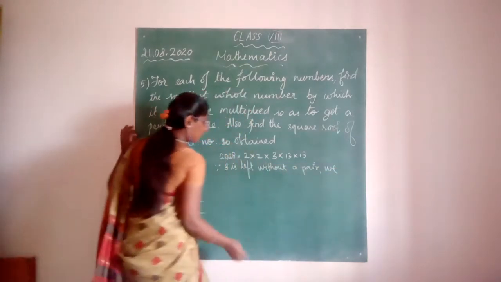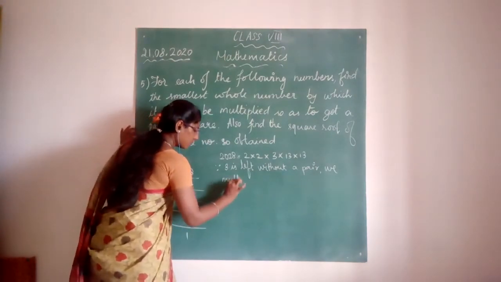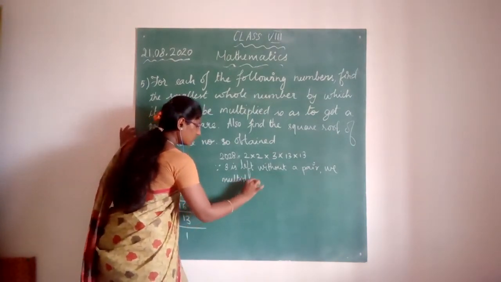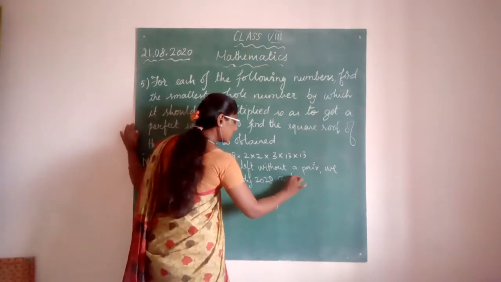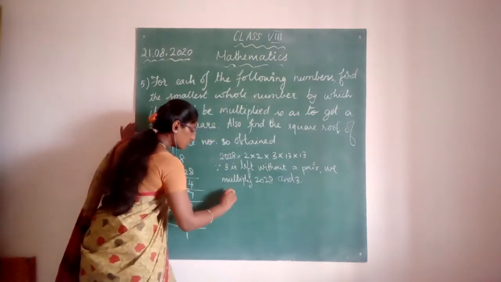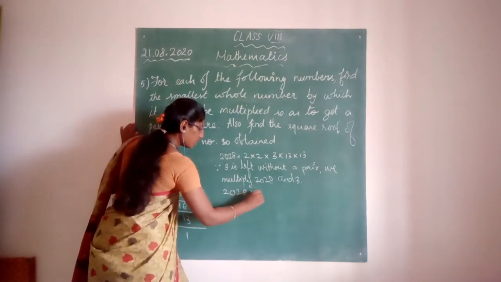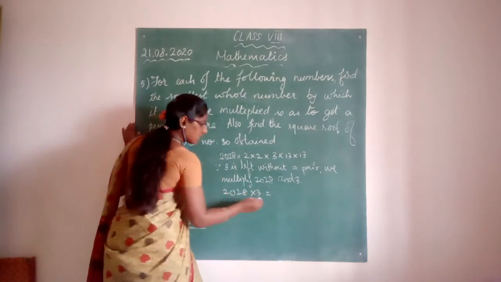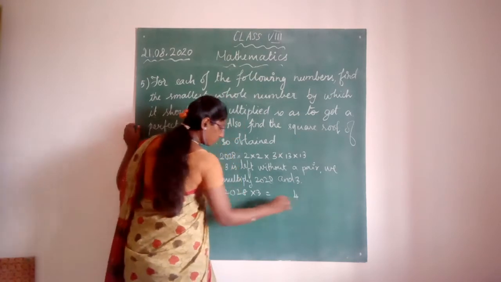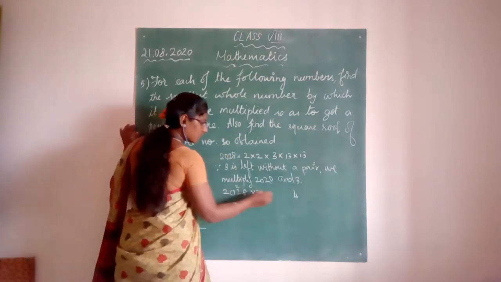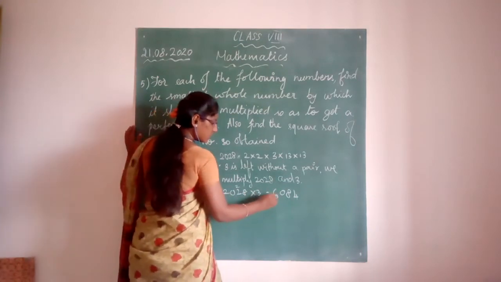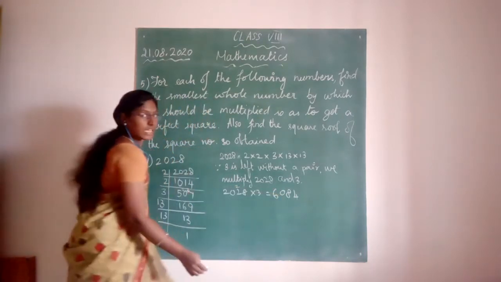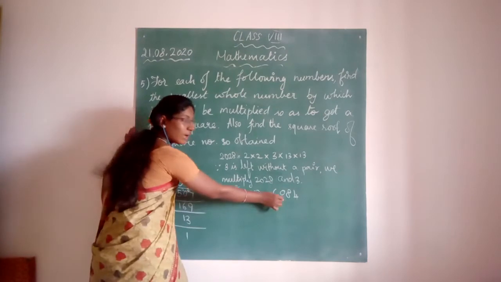we multiply 2028 and 3. So what is 2028 into 3? 3 8s are 24. 3 2s are 6 plus 2, 8. 3 zeros are 0. 3 2s are 6. So 6084. So this is the square number.